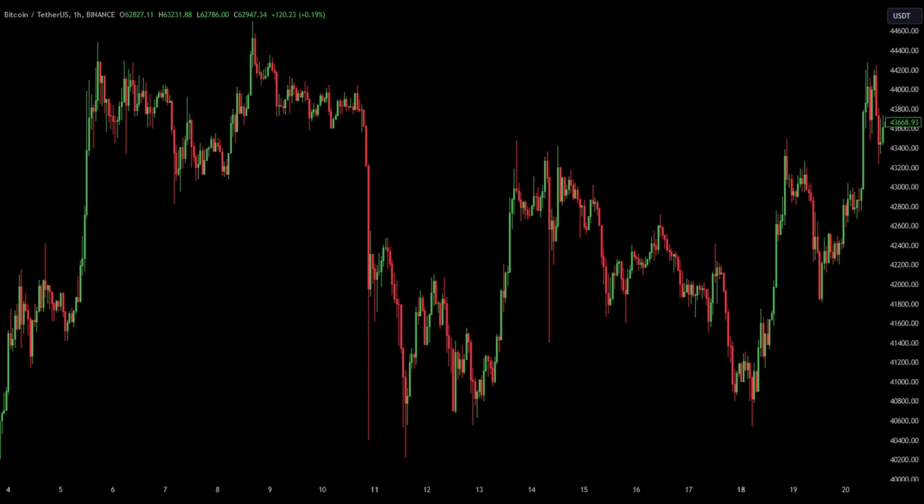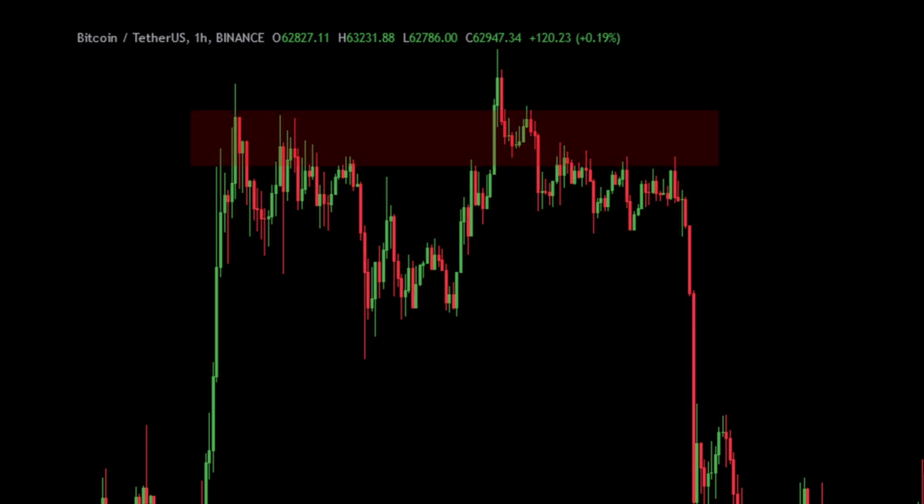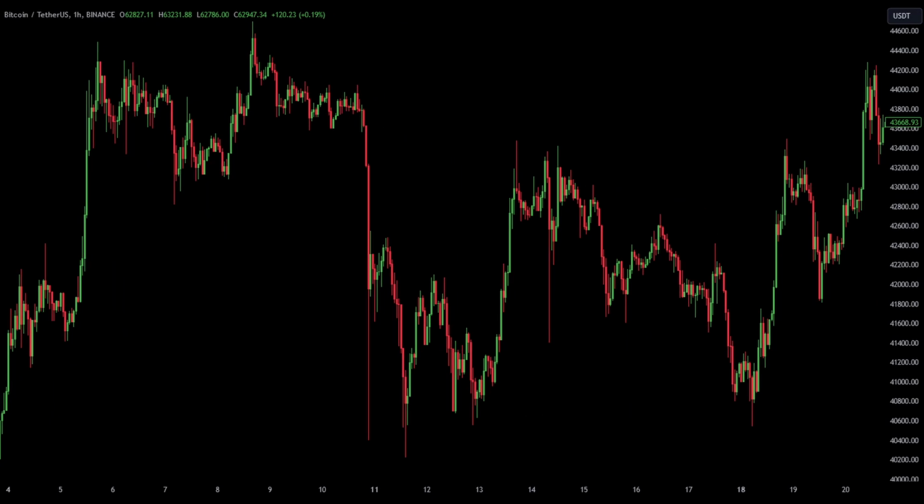So let's see if we can find the resistance now. So the resistance would be over here. The reason why is because previously stated, the resistance is when there are a lot of rejections to the downside, which there is over here. And one thing to mention as well, as previously stated, that the same rule applies to every support and resistance.